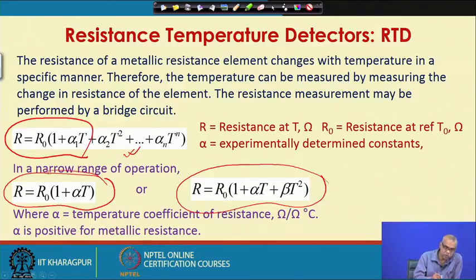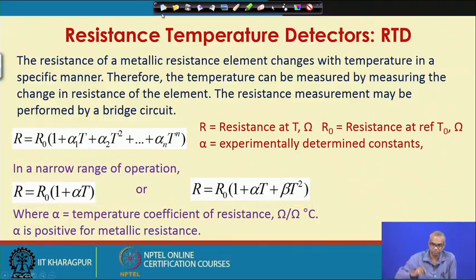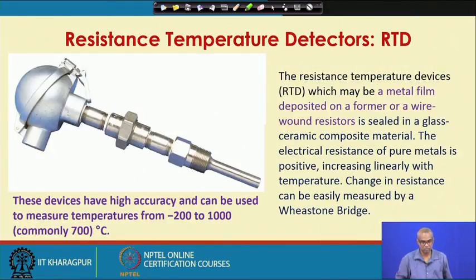In the equation R equal to R0 into (1 plus alpha t), we call this alpha the temperature coefficient of resistance, expressed as ohm per ohm degree Celsius. Alpha is positive for metals. So, this is typically how a commercially available RTD will look like. I will show you a real RTD today.